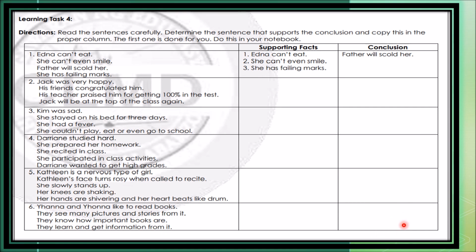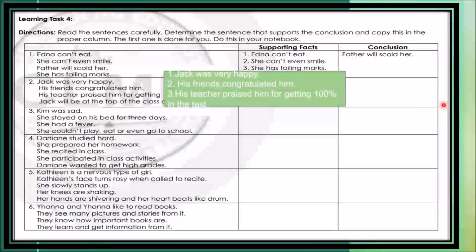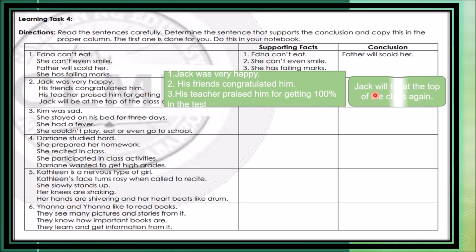Are you ready to answer? Okay, let us answer now. Let me see if your answers are correct. Okay, are you ready? Go. Okay, for number 2, the supporting facts. Jack was very happy. His friends congratulated him. His teacher praised him for getting 100% in tests. So the conclusion is Jack will be at the top of the class again.